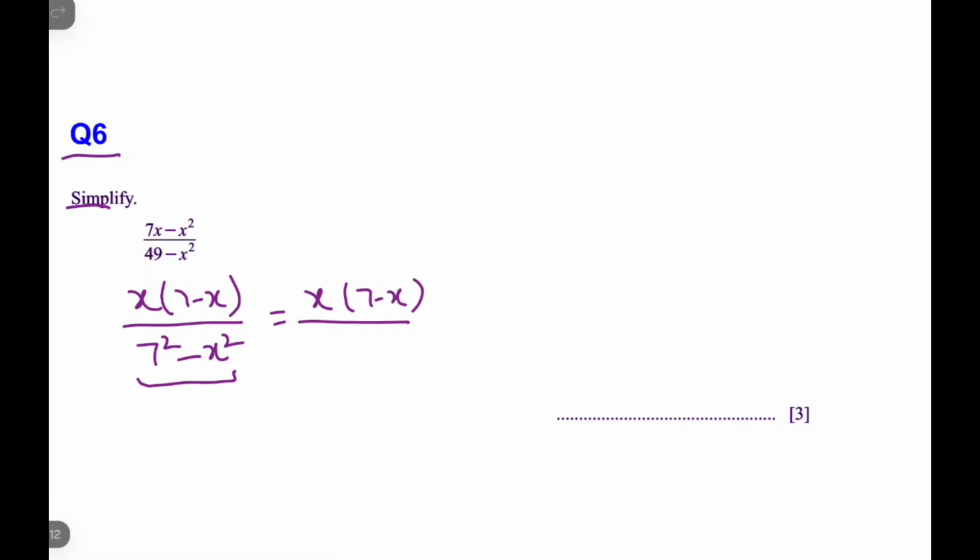Number 6, we have to simplify. Now from the numerator we can take x common. So we get 7 minus x. Denominator 49 can be written as 7 power 2 minus x power 2. Further, denominator we can apply the formula of a square minus b square, that is a minus b and a plus b. Now this cancels out, we are left with x upon 7 plus x. This will be our final answer.